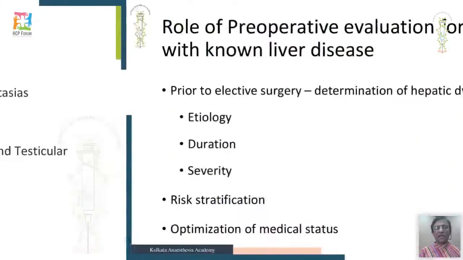What to look for? Suggestive of liver disease on examination: fatigue, pruritus, increased abdominal girth, jaundice, palmar erythema, spider telangiectasia, splenomegaly. So these are markers which should make you aware that this person might have a liver disease.